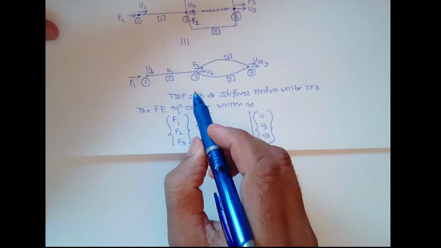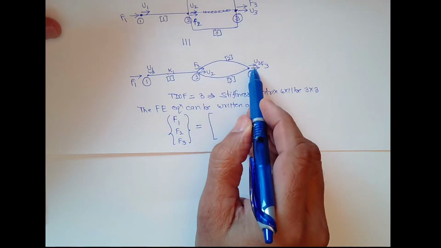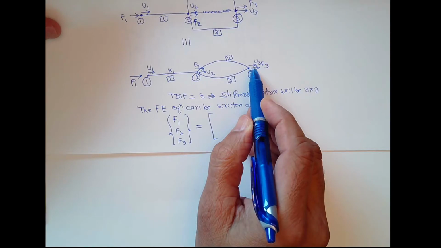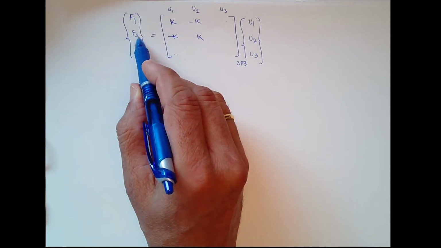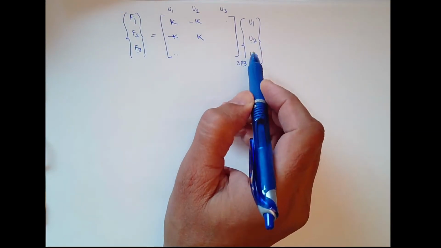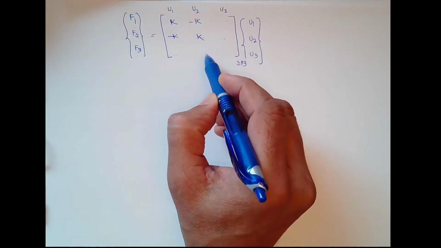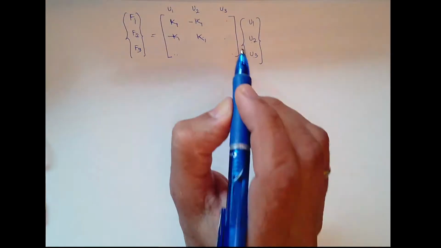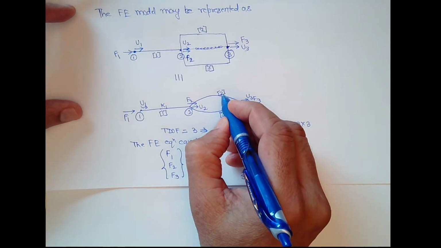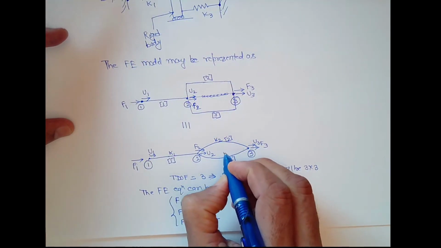Between 2 and 3, two elements are there. Element 2 connects U2 and U3. So let us first write for U2 and U3. Element 2 connects F2, F3, U2, U3, so it will come at the 1, 2, 3, 4 locations. So this was K1. Now the stiffness of this element is K2, and of this element is K3.